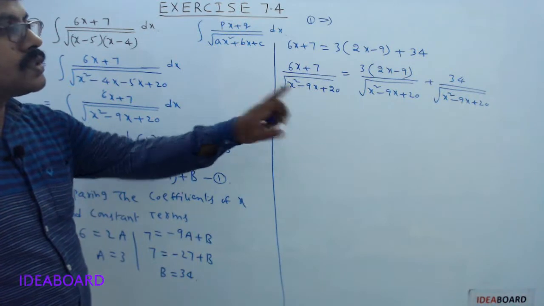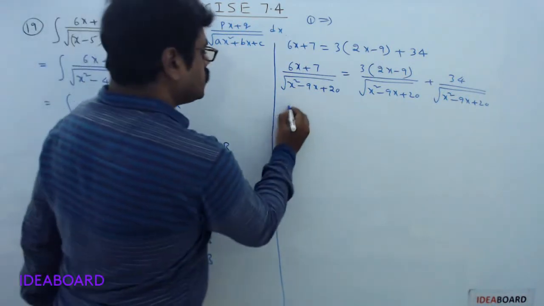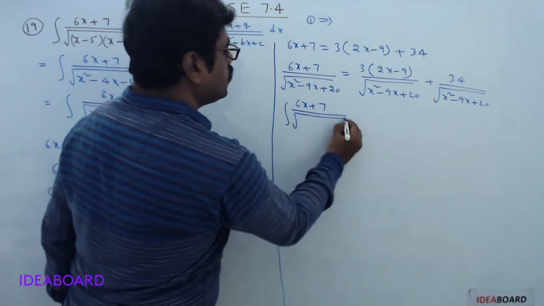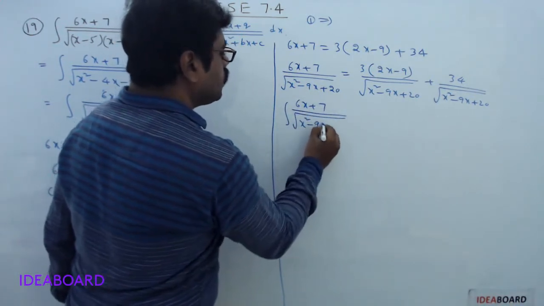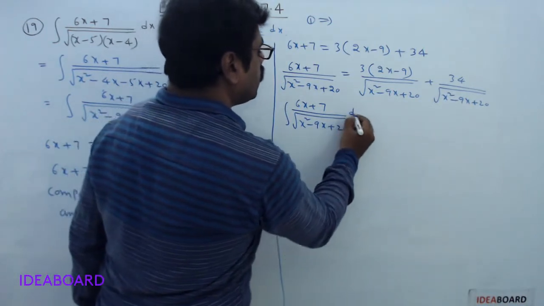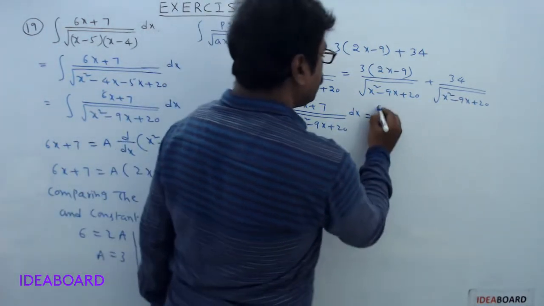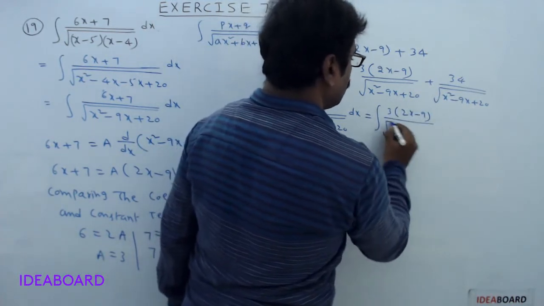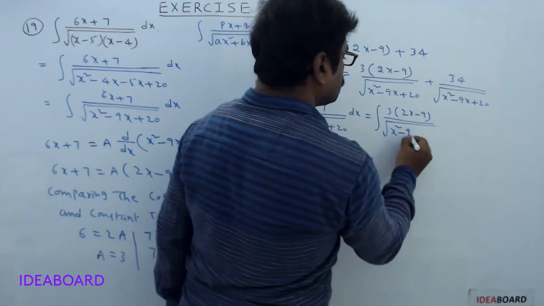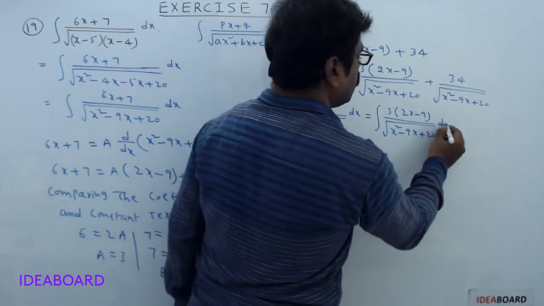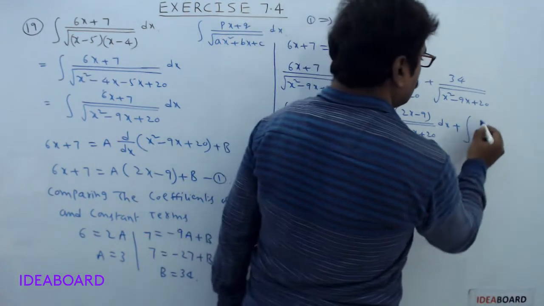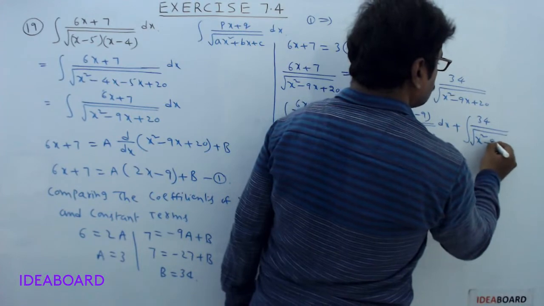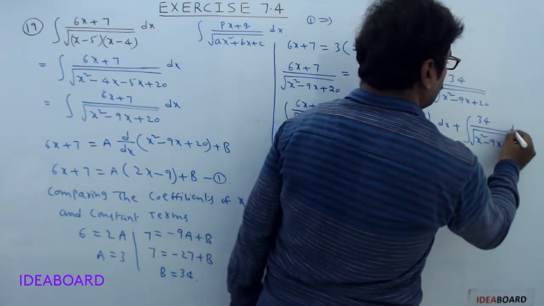Now integrate on both sides with respect to x. This is the integral (6x + 7) divided by the square root of (x² - 9x + 20) dx equal to the integral 3 into (2x - 9) divided by the square root of (x² - 9x + 20) dx plus the integral 34 divided by the square root of (x² - 9x + 20) dx.